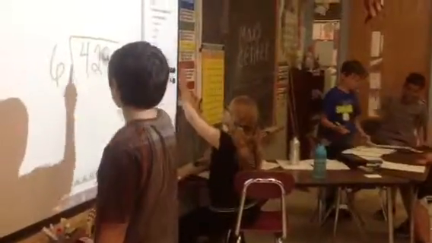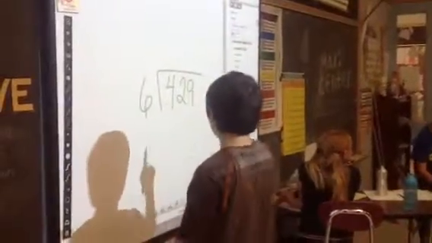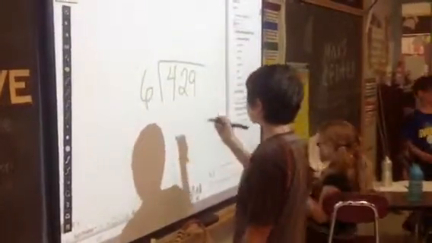So 6 can't go into 4, so 6 can go into 42. 7 times.